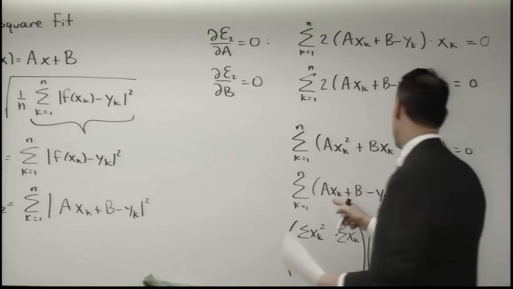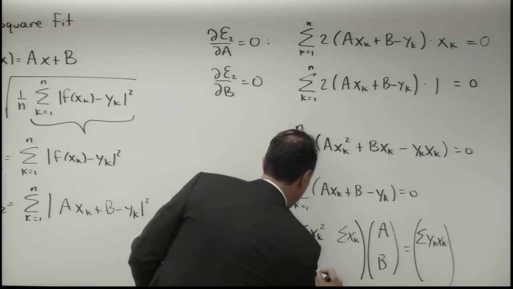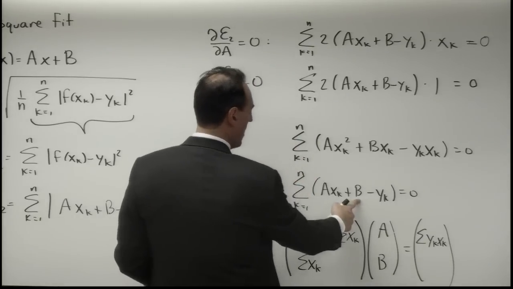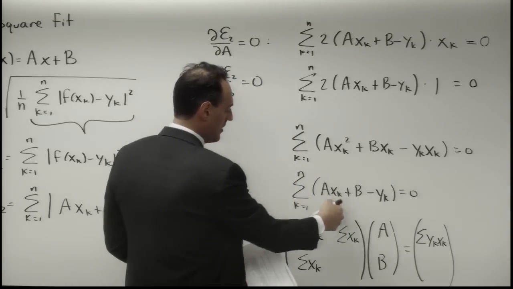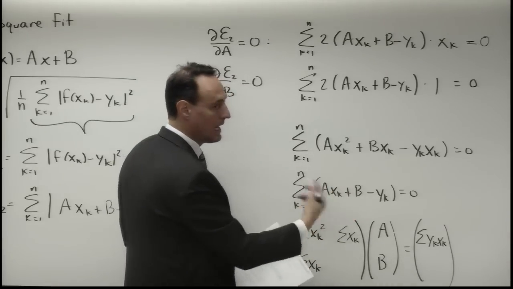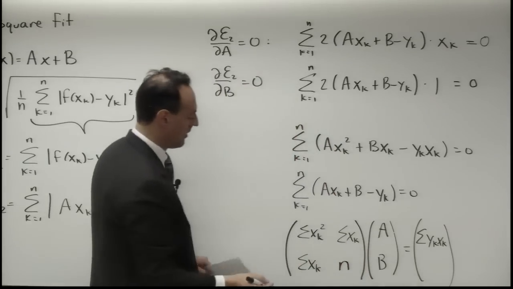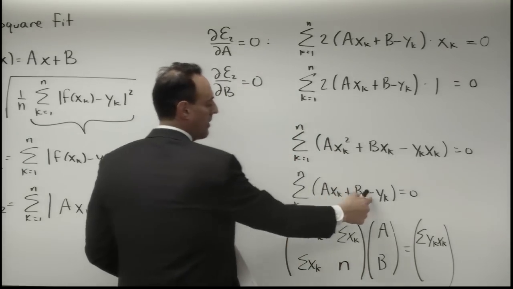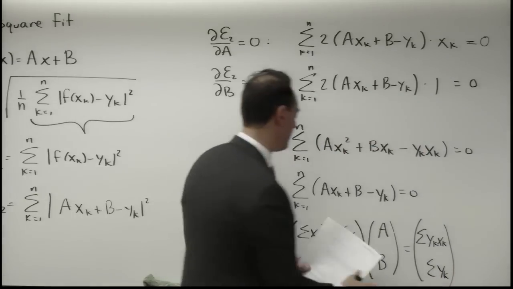Second line says, what's in front of the a? Sum of the x_k's. Then I sum up over all the b's. Sum of 1 through n of b. Well, what does that give you? Well, if you sum up b n times, you get n times b, so all I've got to do is put the n there. You're done. Now on the other side, I move the y_k over, sum of y_k.